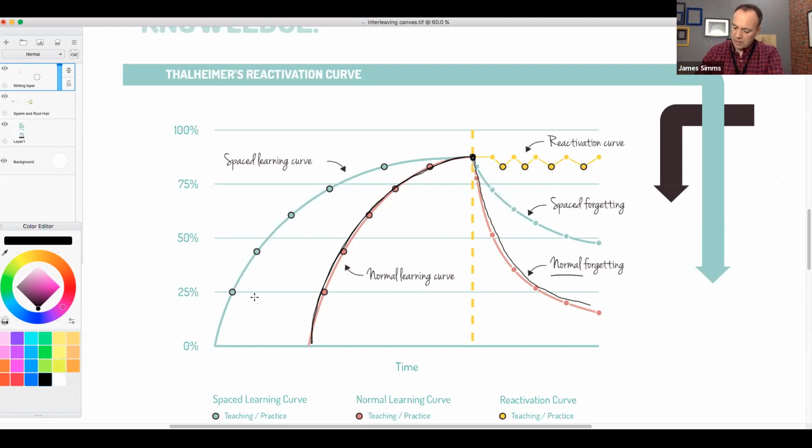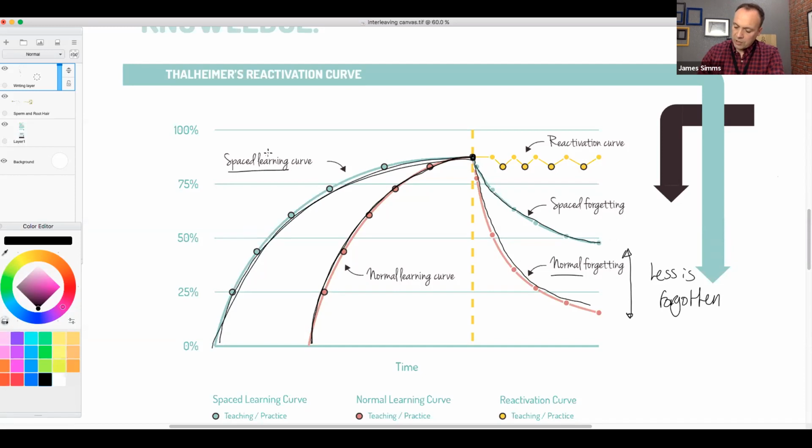But what's interesting here is that Thalheimer also showed that slower or spaced learning, this is learning over a longer period of time, leads to spaced forgetting. And the key point is that the rate of forgetting is slower and it is less profound, in the sense that less is forgotten. Or you could make an argument that it's forgotten more slowly.